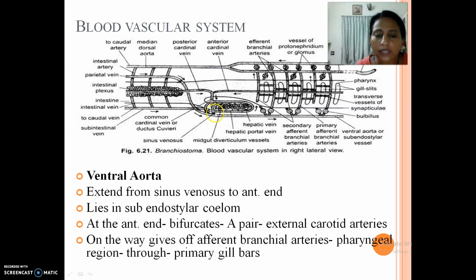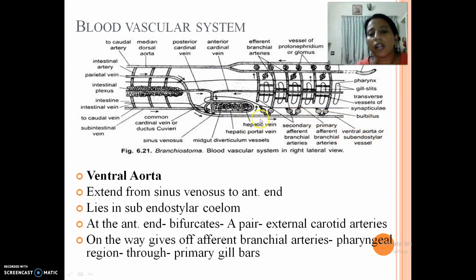So here the sinus venosus is present. The sinus venosus collects blood from all these blood vessels. We will deal with them in detail later. From the sinus venosus, a sac-like structure, blood is carried to the anterior side by this duct which is called the ventral aorta. The ventral aorta is otherwise known as the subendostellar vessel. You just remember at least one name, that is the ventral aorta.